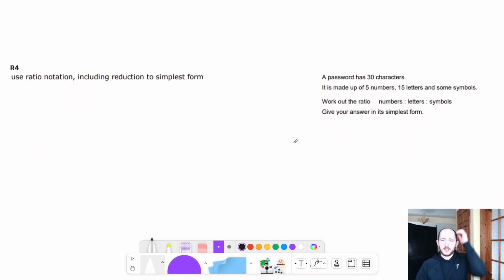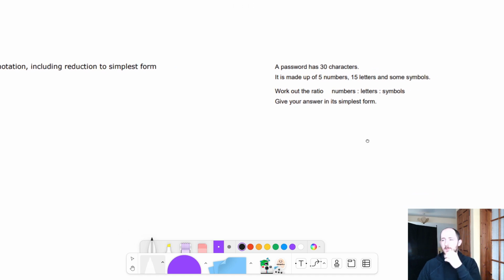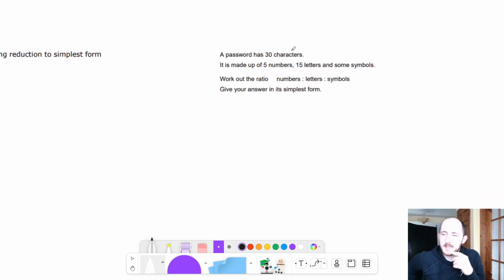Use ratio notation, including reduction to its simplest form. So a password has 30 characters. It's made up of 5 numbers, 15 letters, and some symbols. We need to work out the ratio of numbers to letters to symbols. So I'm going to write N to L to S. At the moment is 5 to 15, and we don't know what symbols is.